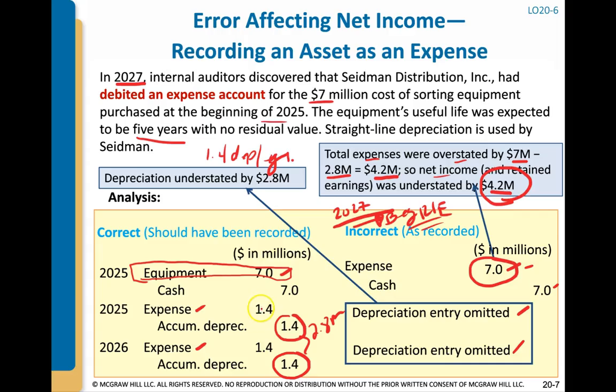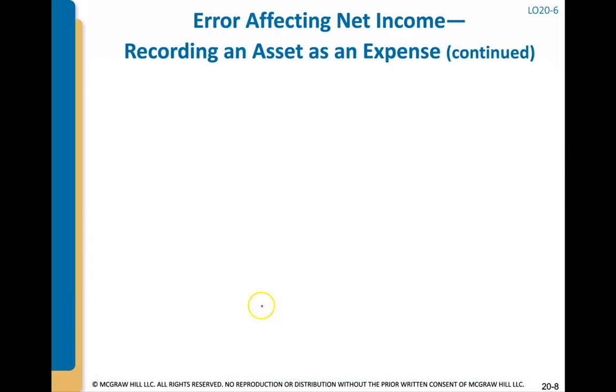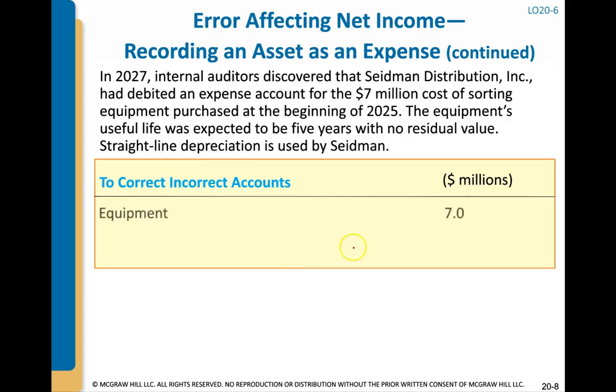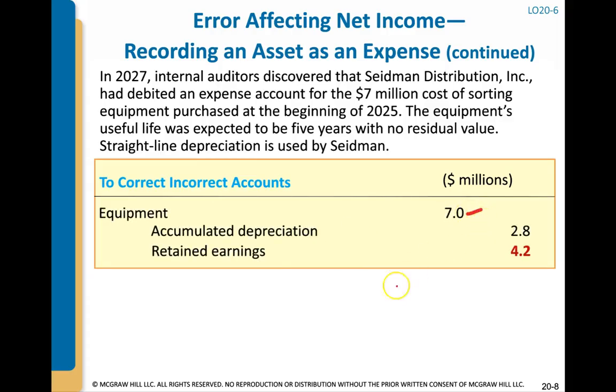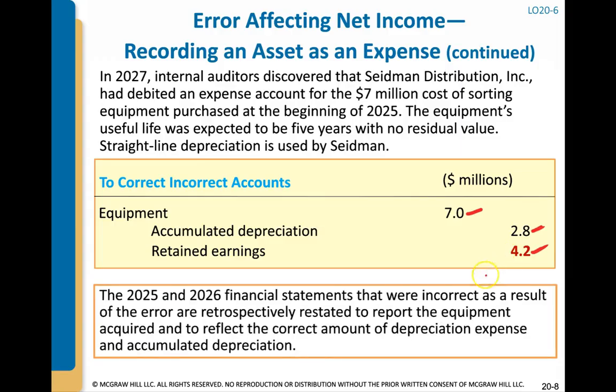So let's look at the journal entry that we would record in 2027. We would capitalize equipment for $7 million, so we would debit equipment $7 million. Here we would credit accumulated depreciation for the 2.8 and credit retained earnings for the 4.2, right? So the 2.8 increases accumulated depreciation and the 4.2 increases retained earnings. Okay, so think of this part as, here's what I need to do. This is step one to correct my books, my general ledger.